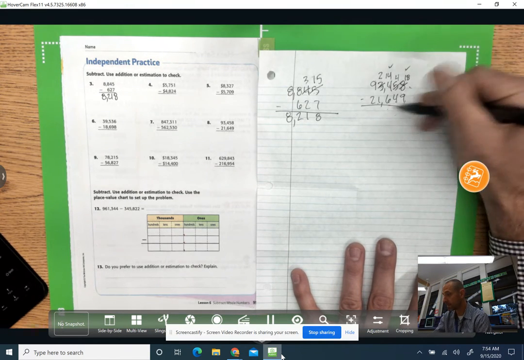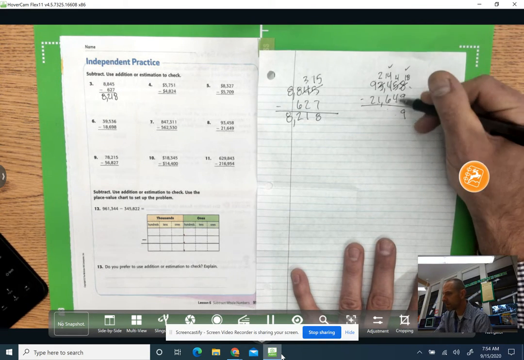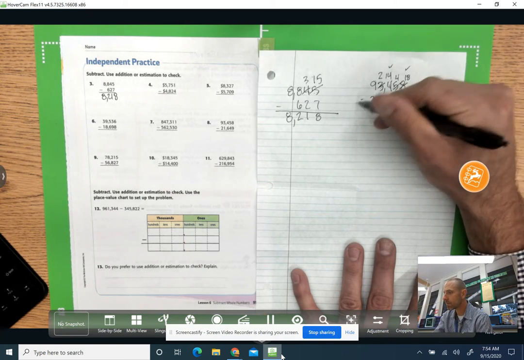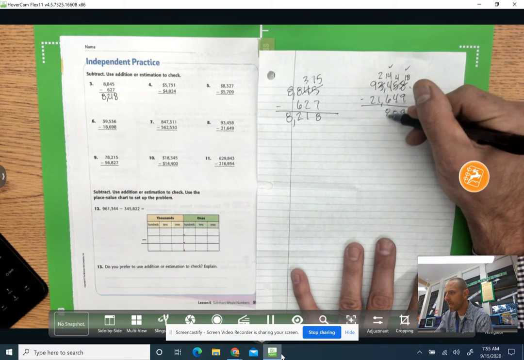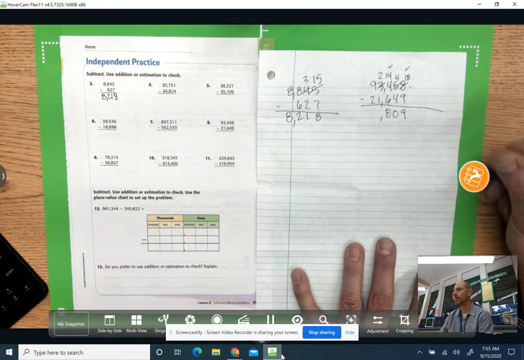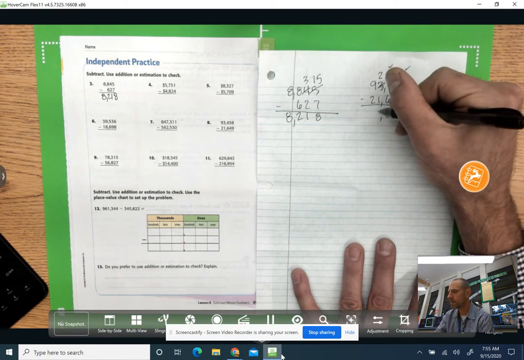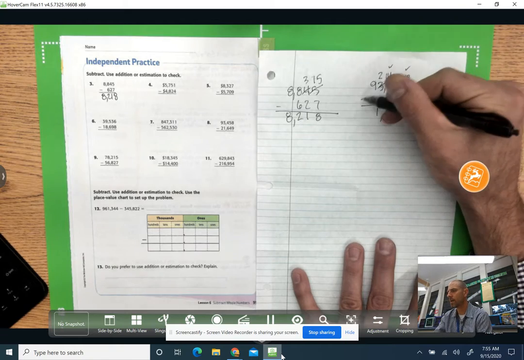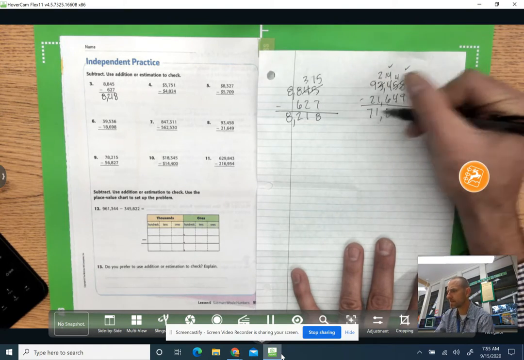So 18 minus 9, that's a double 9. 4 minus 4 is 0. 14 minus 6, as I just said, is 8. Go ahead and put our comma now. Ones, tens, hundreds, comma. 2 minus 1 is 1, and 9 minus 2 is 7.